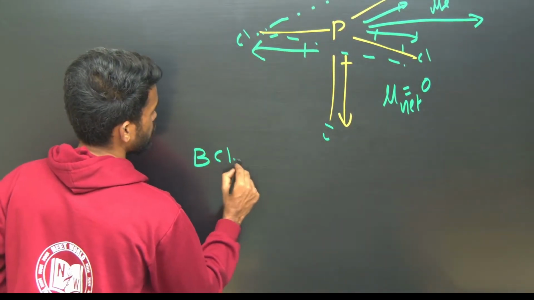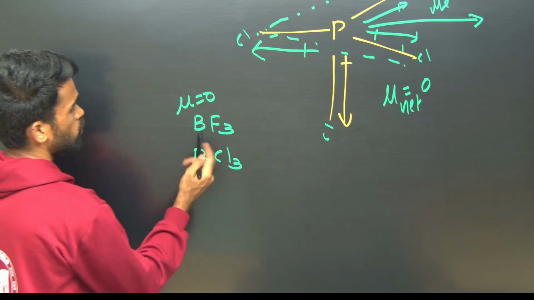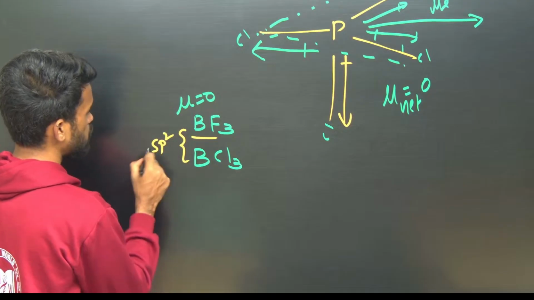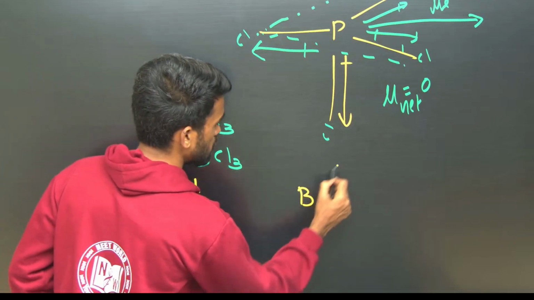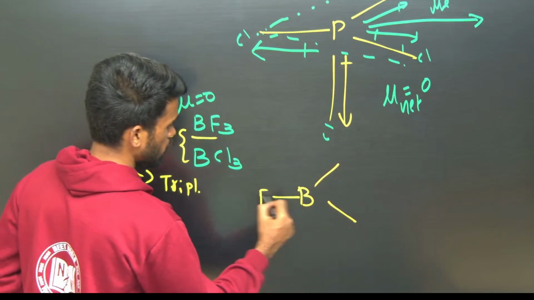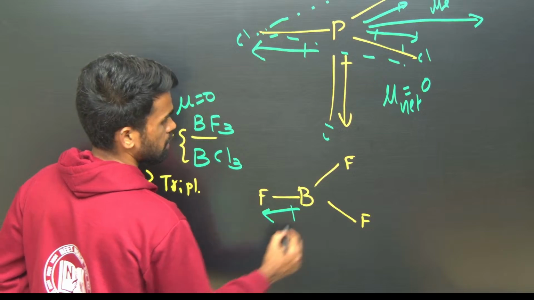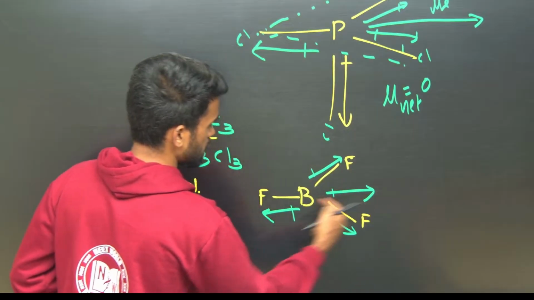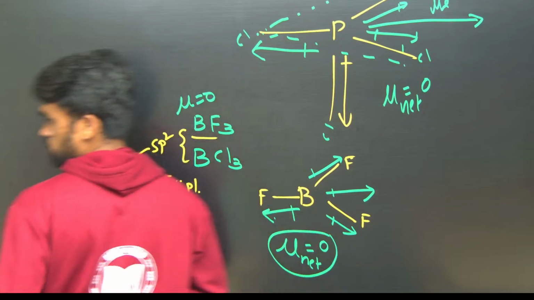Take a simple example like BCl3 or BF3; these molecules also have mu equal to 0. Why? What is the hybridization of boron here? sp2. sp2 means trigonal planar, with boron in the center, written like this, with fluorine and fluorine here. This bond polarizes like this and here also like this. So the resultant mu for these two bonds will be on this side, exactly opposite. So mu net will be 0 in this case also.